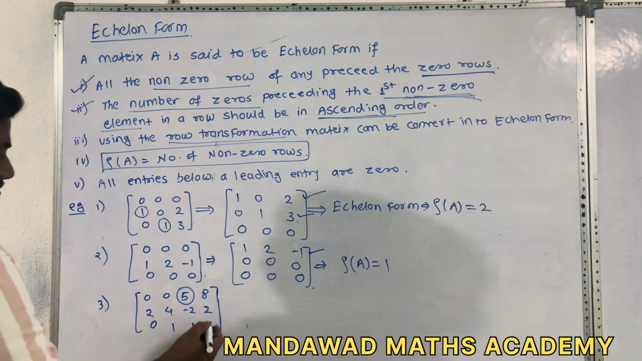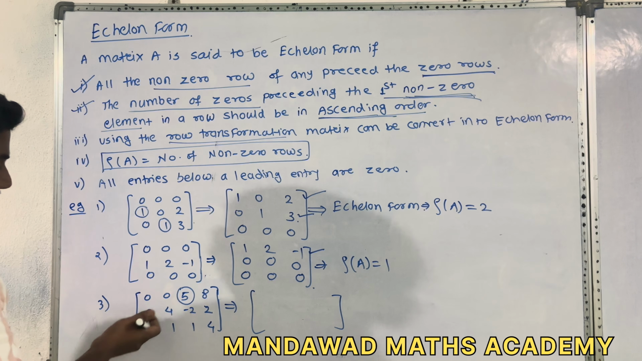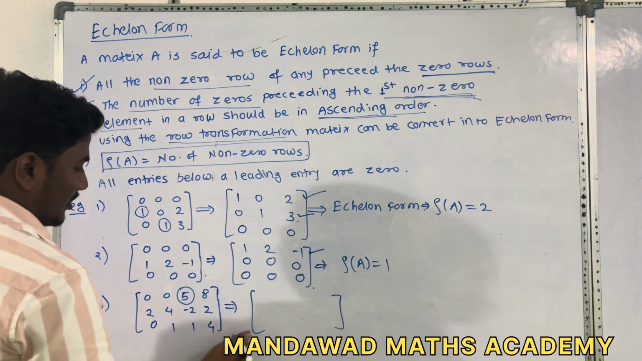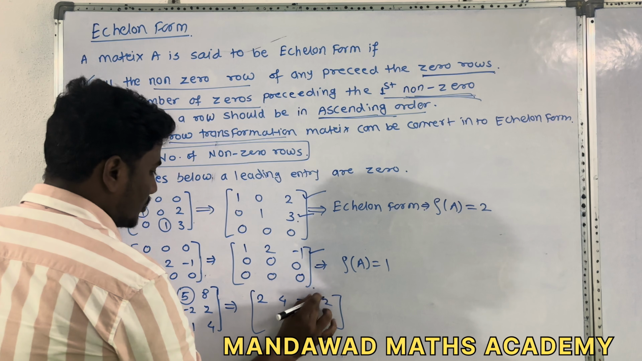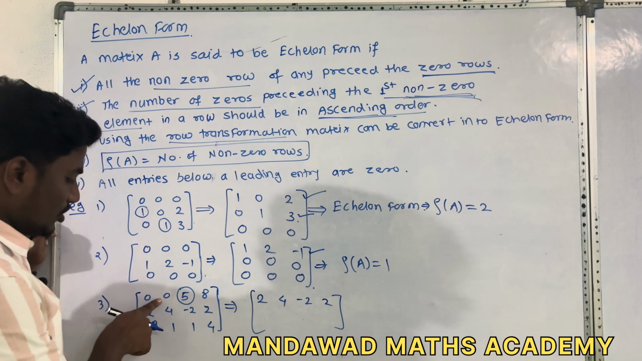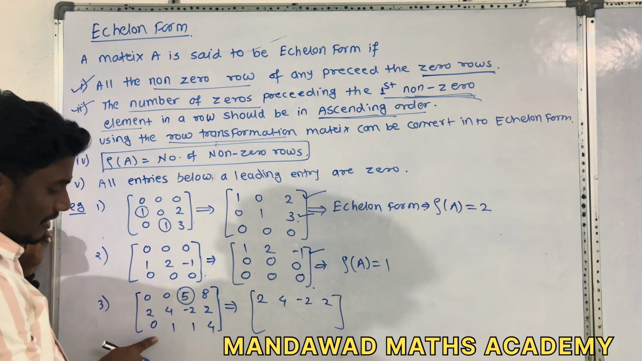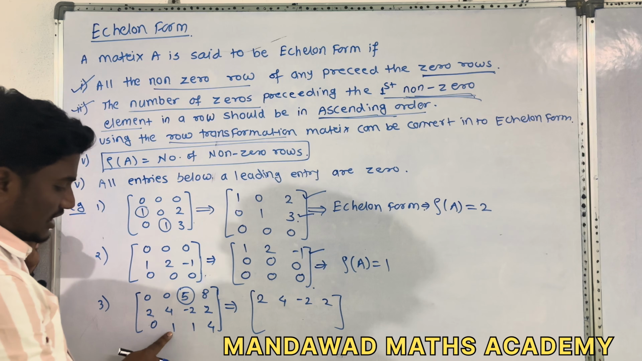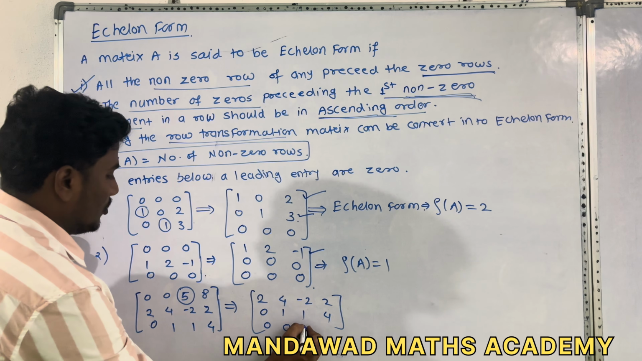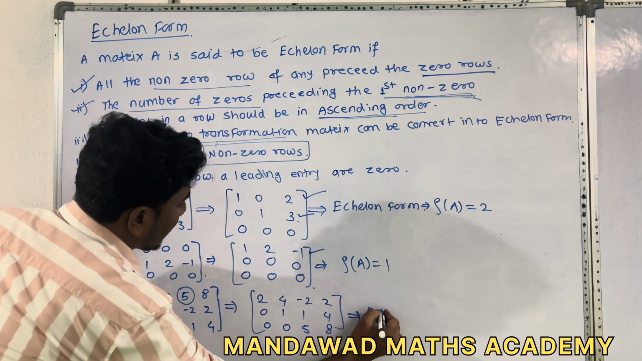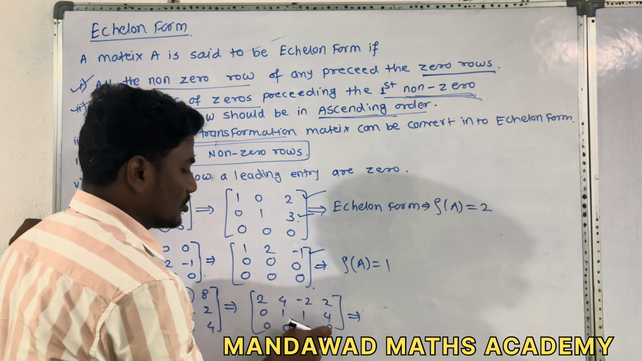Similarly, you can arrange this one. So how many 0 rows? Nothing. All are non-zero. You can arrange in ascending order. So shall I write this first, 2 4 minus 2 2? No 0 before this. Here 2 zeros, here 1 zero. So which one is first? You can write this one because it has only 1 zero before the non-zero entry. So 0 1 1 4, and this is 0 0 5 8. So the rank of the matrix is the number of non-zero rows, which is 1 2 3.